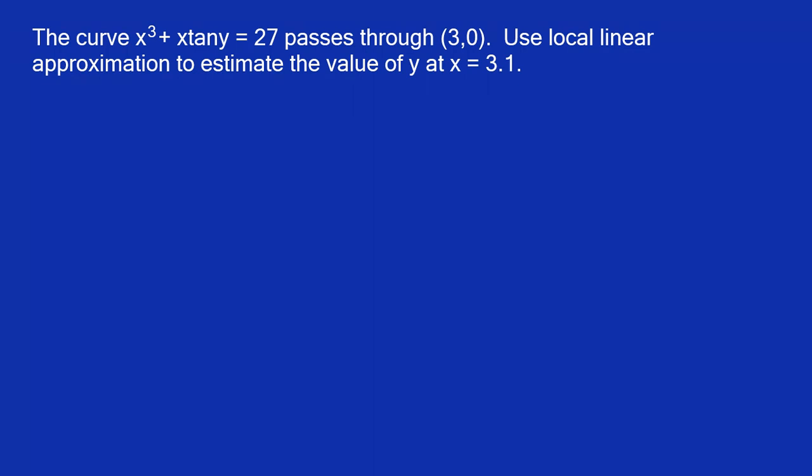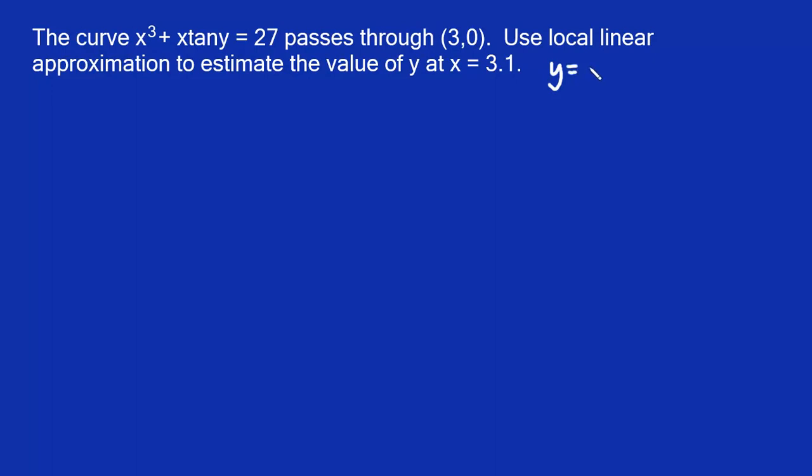Welcome back. For today's calculus problem, we're going to be using local linear approximation to find some y value at some given x value. The curve they give us is x cubed plus x tangent y equals 27, and it passes through the point (3, 0). They want us to use local linear approximation to estimate the value of y at x equals 3.1.